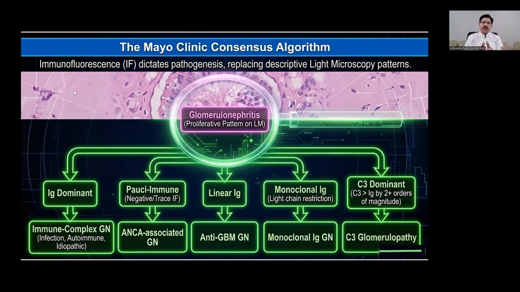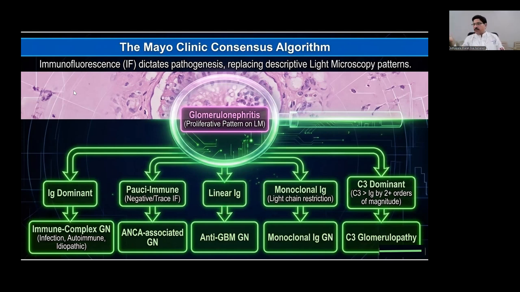When you have passive immune or negative immunofluorescence, you submit for the immunofluorescence, and it shows very few staining or no immunofluorescence stain. Then this is ANCA-associated glomerulonephritis, which is the lupus type of nephritis. ANCA-associated glomerulonephritis. The third one is linear Ig, where anti-GBM glomerulonephritis will be there. If you say linear type of immunoglobulin, then it is anti-GBM.